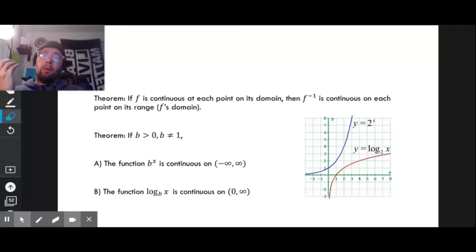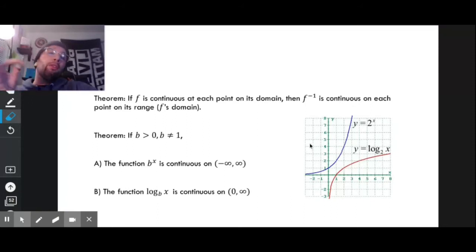If b to the x is continuous left to right, then log b of x is continuous 0 to infinity. This guy is continuous, and I'm looking at blue. I'm looking at 2 to the x, which is an example of b to the x. For all I care, this could be 3 to the x, e to the x, whatever. e, remember, is 2.71 and so on.